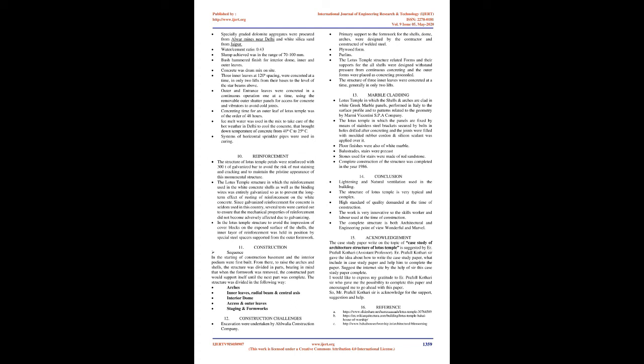11. Construction sequence. In the starting of construction, the basement and the interior podium were first built. From there, to raise the arches and shells, the structure was divided in parts, bearing in mind that when the formwork was removed, the constructed part would support itself until the next part was complete. The structure was divided in the following way: arches, inner leaves, radial beam and central axis, interior dome, axis and outer leaves, staging and formworks.